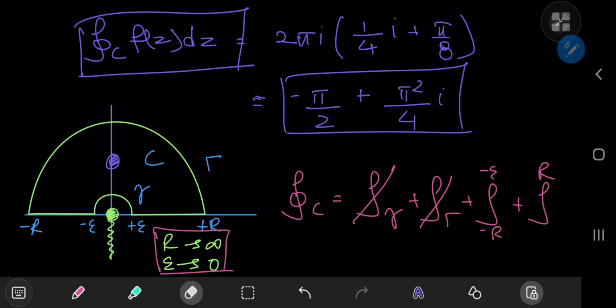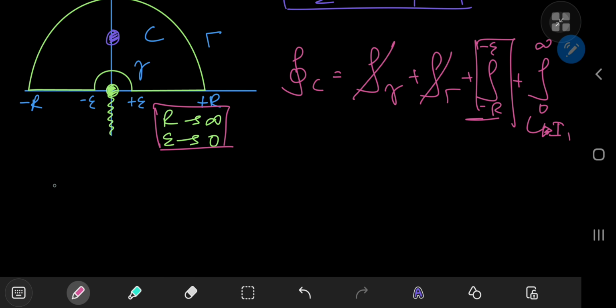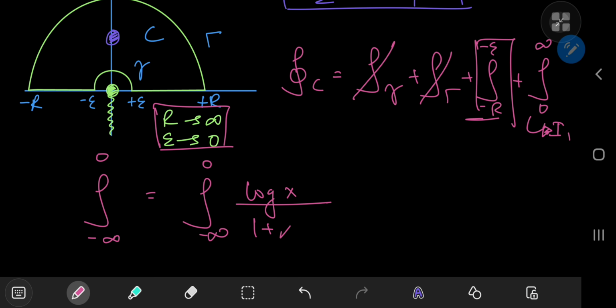And again, in these limits, the integrals over the gammas sort out to 0. This integral over here becomes an integral from 0 to infinity of log x divided by (x squared plus 1) squared. So that's our target integral, I sub 1 in this case. And this integral is worth a bit of evaluation. So this integral in the limit as R tends to infinity and epsilon tends to 0 is the integral from negative infinity to 0 of log x divided by 1 plus x squared dx.